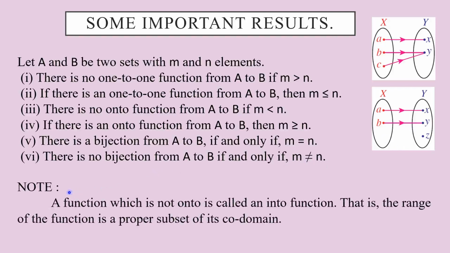We are having another note. A function which is not onto is called an into function. Onto ஒரு function இல்ல அப்படின்னா that function is called an into function. That is, the range of the function is a proper subset of its codomain. That is, proper subset means not equal to, the range is not equal to codomain.